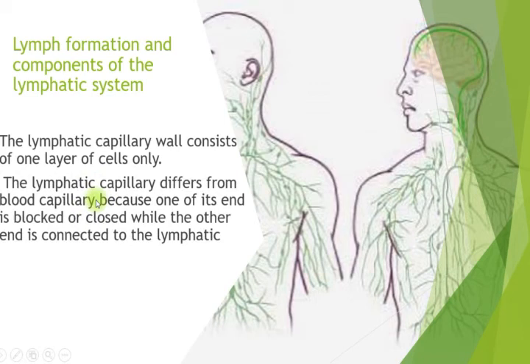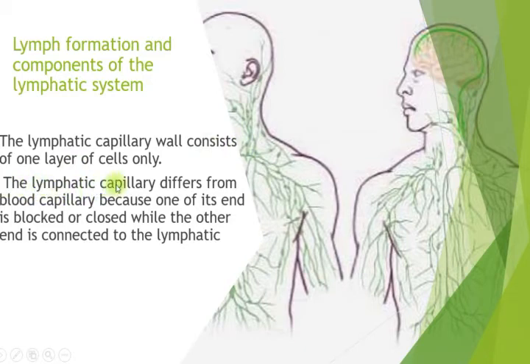Okay. Now we are still in the lymph formation and the components of the lymphatic system. The lymphatic capillary wall consists of only one layer of cells. Just now, in the previous diagram, the lymphatic capillary consists of only one layer of cells, same as the blood capillary.